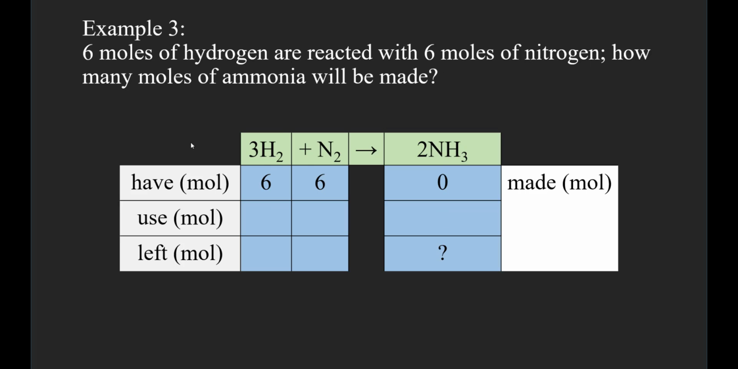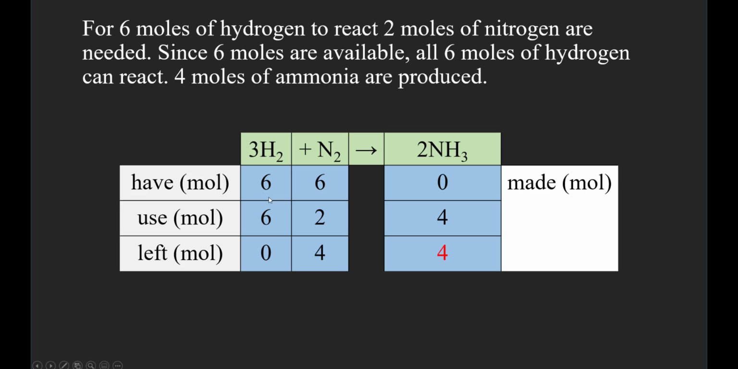Let's do another one, this time with a different reaction, the making of ammonia. Following the same procedure, we're going to start off by saying, okay, let's assume that we can use all 6 of the first reactant. If we can use them, what's the ratio? For every 3, we need 1/3 as many. 6 divided by 3 is 2. And we would make how much ammonia? Double the 2 is 4.